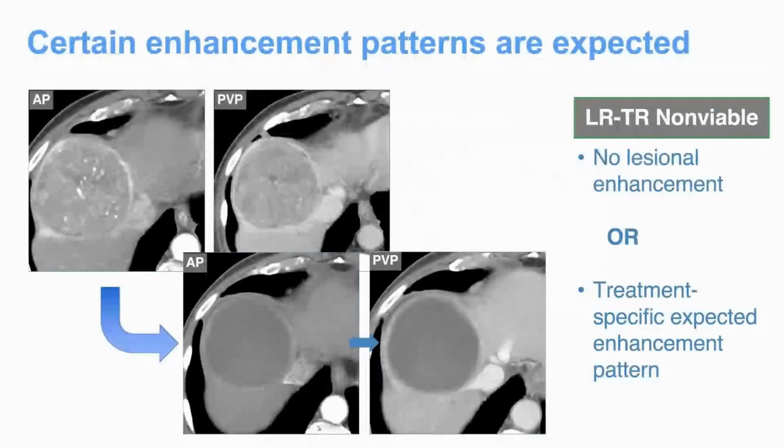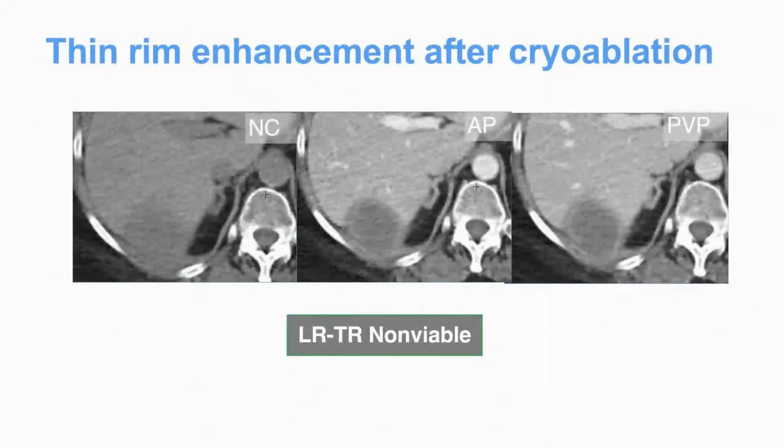Occasionally, there's still enhancement, but it's restricted to the rim and it's very thin and uniform, such as in this case. In the lower panels, you can see on arterial phase and portovenous phase, the rim does enhance, but it's an expected post-treatment enhancement pattern, so you can confidently call this non-viable. Here's another example of rim enhancement that's expected, in this case, after cryoablation of a tumor in the posterior right hepatic lobe.